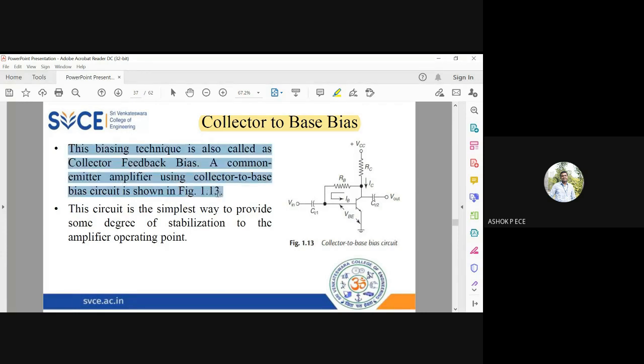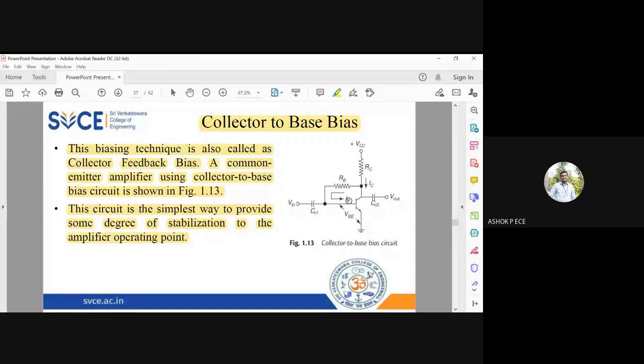Very simple biasing technique, and it is going to provide a good stabilization of your Q point. See, the first bias is fixed bias, where you will not have any RE, you will have RB and RC connected to VCC. Next one, emitter bias. Emitter bias is the same fixed bias plus an emitter resistance RE. Collector to base bias is a form of the first bias, fixed bias, but see where your RB is connected. RB is connected at the collector terminal, not at the VCC.